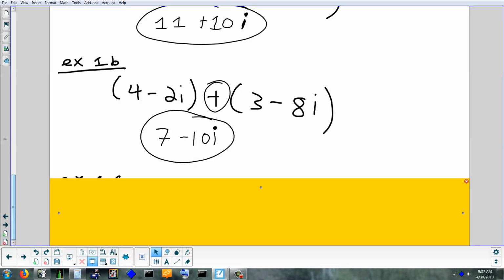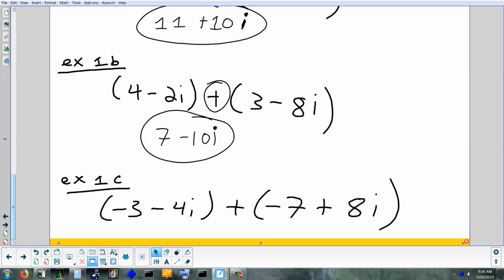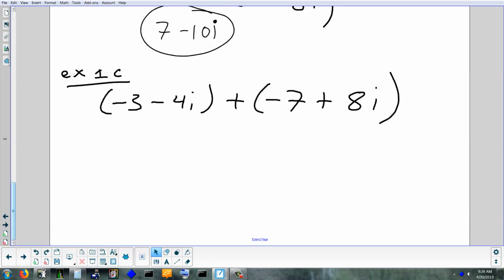So sometimes it's a plus, an imaginary number, sometimes it's a minus. It depends what you're adding. When you do regular addition, sometimes you get a positive number, sometimes you get a negative number. And last one before we look at subtraction is this. Negative 3 minus 4i plus negative 7 plus 8i.